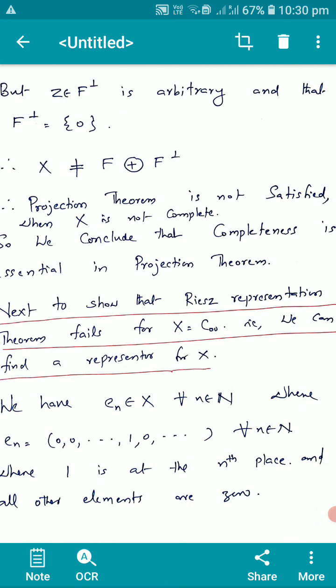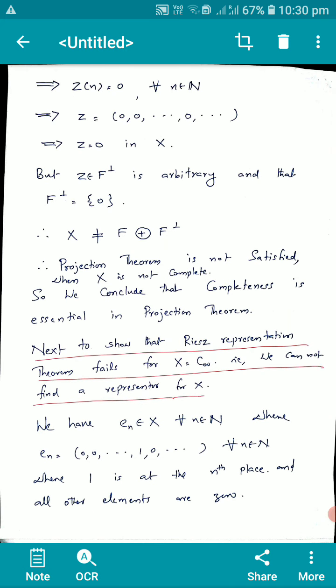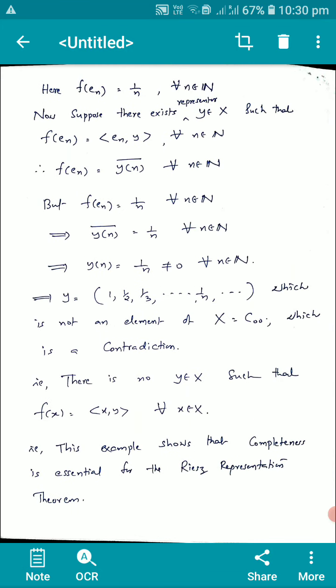Notice that we have e_n in X for all n in N. What is e_n? That is the unit vector form: 0, 0, etc., 1, etc., zeros. What is e_n for all n in N? That is 1 at the nth place and all other elements are 0. Here f of e_n is 1 by n for all n in N.